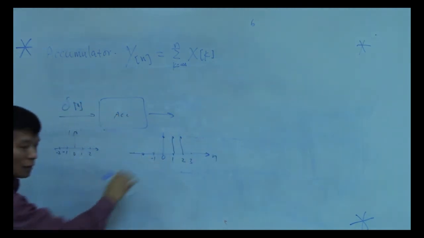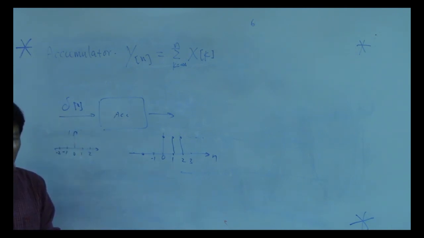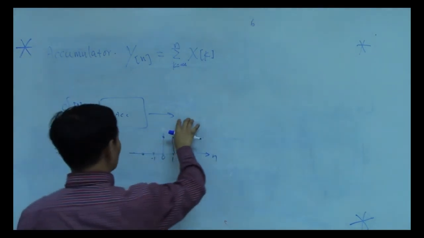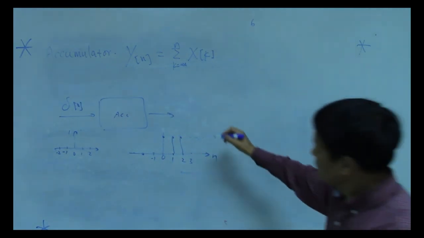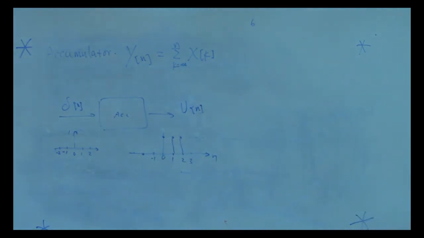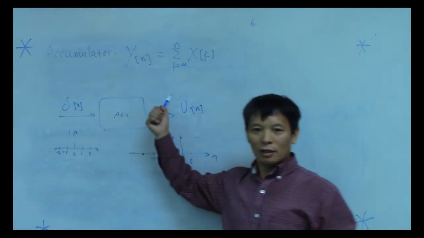Right? So what is this? This is the input, this is the output. What is the output? Unit step. Yeah? Okay, so now you can see that the accumulator of this one gives us the unit step.